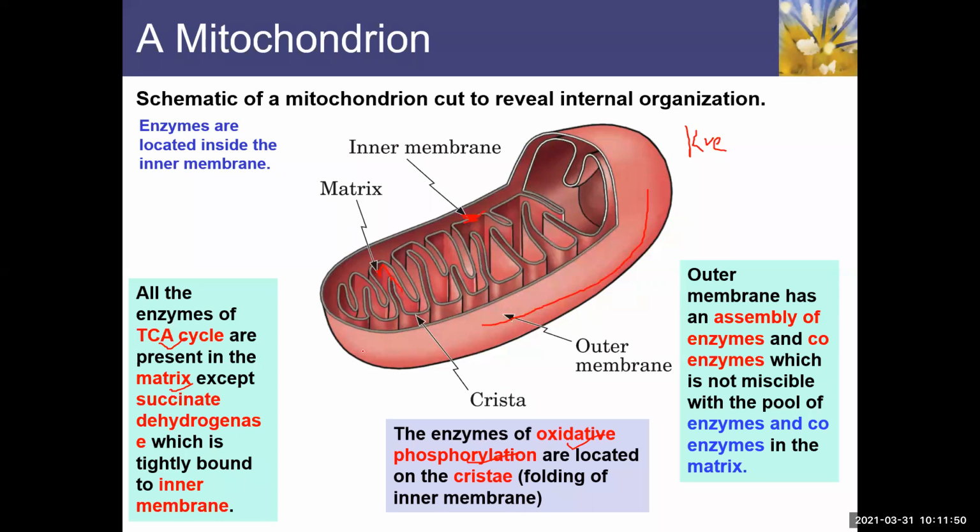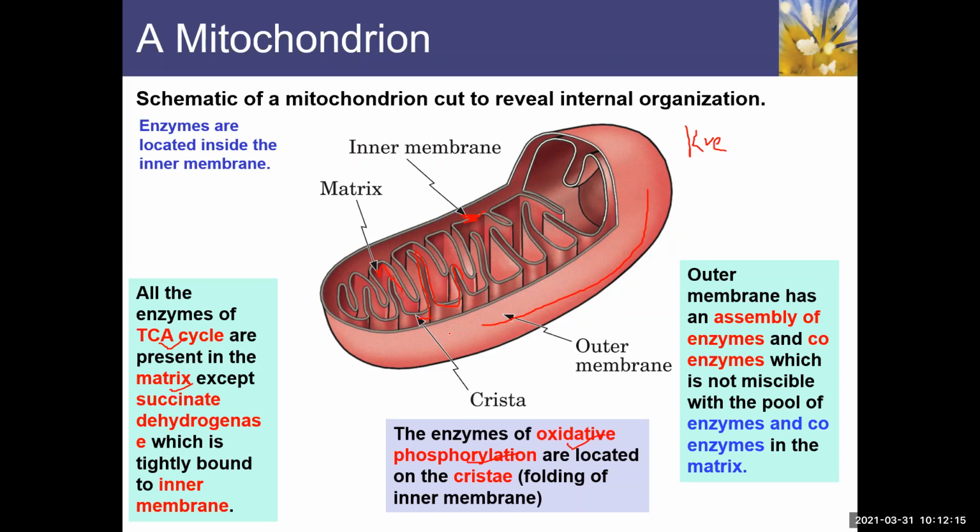We're going to talk about this slide again and again as we move on to the Krebs cycle and then to the oxidative phosphorylation. The enzymes for the oxidative phosphorylation are present in the cristae. Look at this, these folds are called the cristae, right? So the enzymes are tightly bound inside, that is, in the cristae.